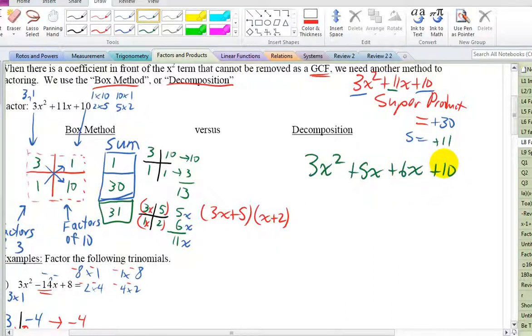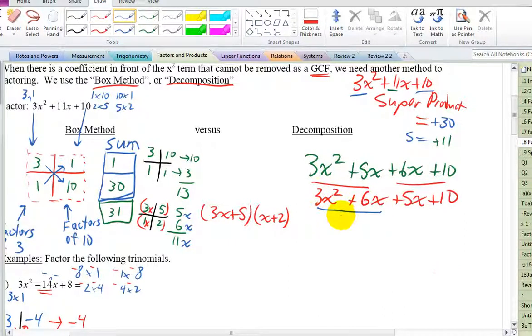Okay. Now this is where decomp comes into play. The problem is you have to take out a GCF of the front two and the back two. Now I can take out a 2 on the back, but 3 and 5, I can't take out a number. So what you have to do is rewrite it. Put 6x first and 5x second. Now you can take out a GCF from the front two and the back two. So here I'll take out a 3x GCF, and at the back I'll take out a 5.